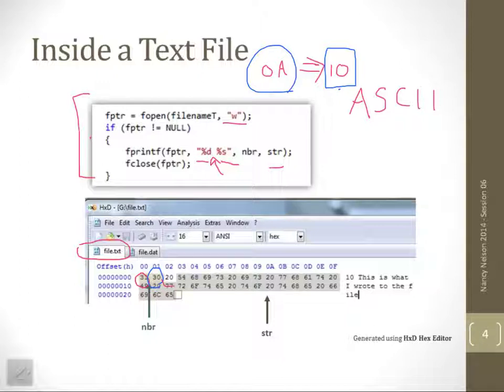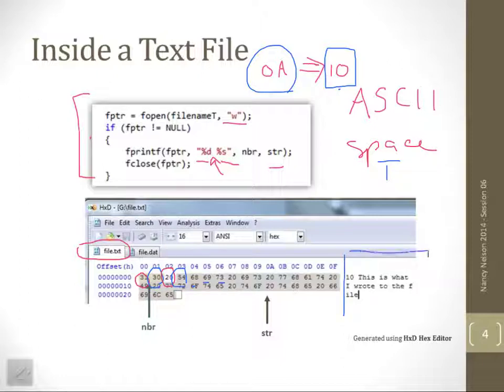The next byte is 20. If you look up 20 on your ASCII table, you'll find that that is the character for a space. Next one is a 54. So what's a 54? Well, 54 is a capital T, which happens to be the first character of the string, "This is what I wrote to the file." If you follow that through each of these, you will find that what is stored in the file are all the characters that represent either numeric information, non-printable characters like spaces, or the actual characters that were in the string.